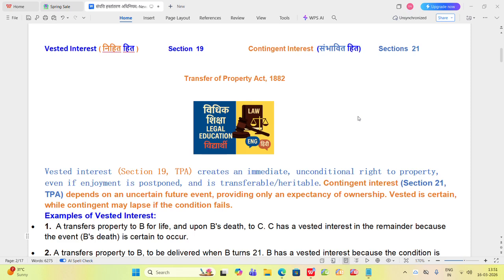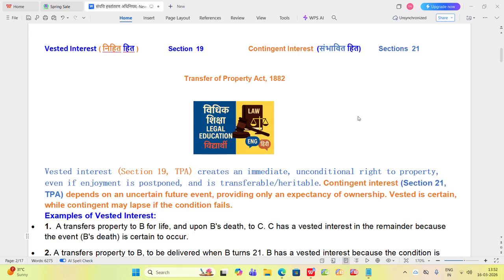Contingent interest, which comes under section 21 of TPA, depends on a certain future event. It means there is some condition attached with the property and it is expected to be fulfilled, but in certain cases when the condition is not fulfilled, that property cannot be transferred. So this is contingent interest. Vested interest is certain, while contingent interest may lapse if the condition fails.